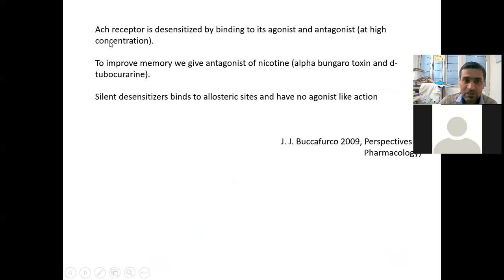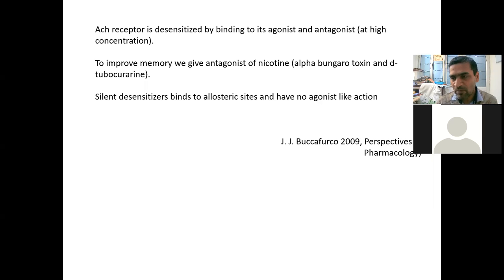There are certain classic examples of cellular memory. For example, the acetylcholine receptor. In people who take drugs or nicotine, we see that they are desensitized. The acetylcholine receptor is desensitized by binding to its agonist or antagonist at high concentration. So when certain ligands interact with the receptors, they desensitize them. Therefore, to improve memory, we give antagonists to nicotine, in the form of alpha-bungarotoxin and D-tubocurarine.